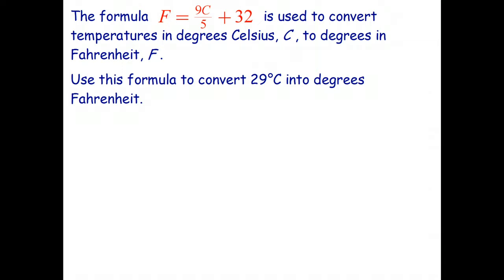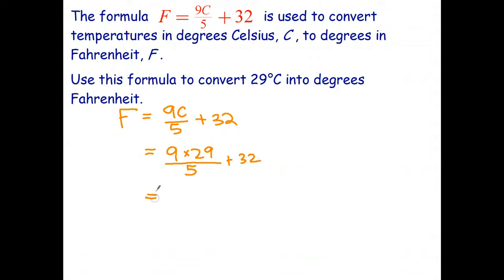So all we have to do to substitute into a formula is start by writing the formula. We always copy the formula down first. And substitute. In place of C, we're going to write 29. So 9 times 29 all over 5 plus 32. And once again, we can use a calculator for this one. The numbers aren't particularly nice.